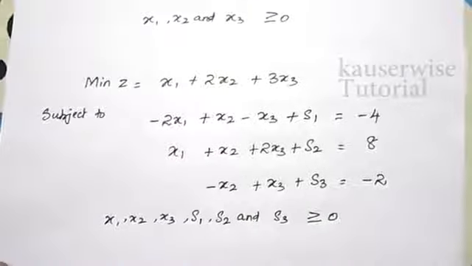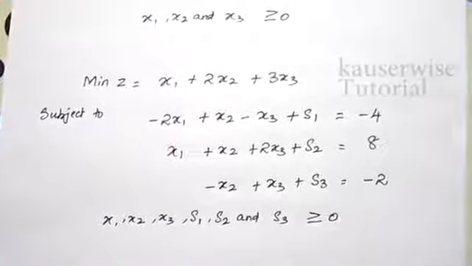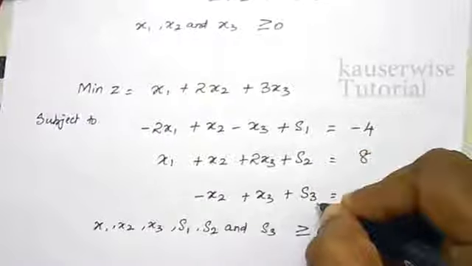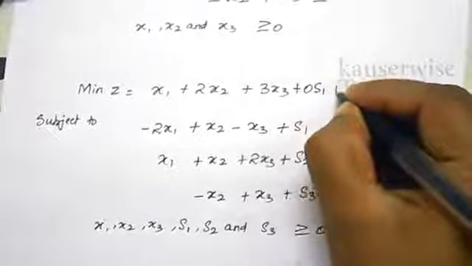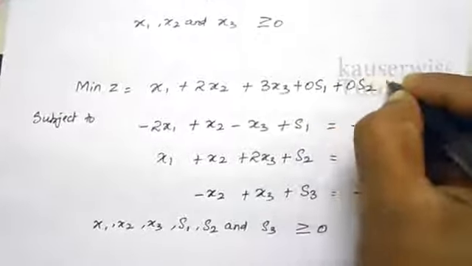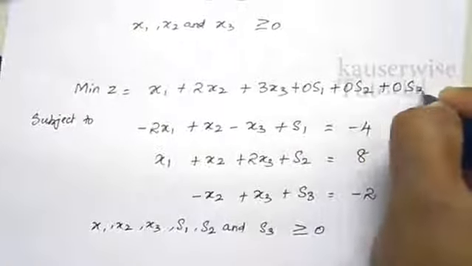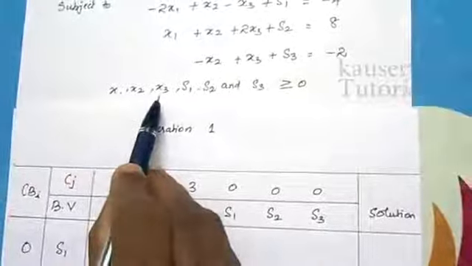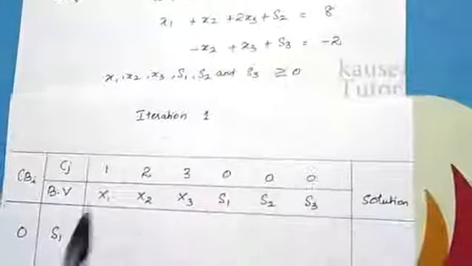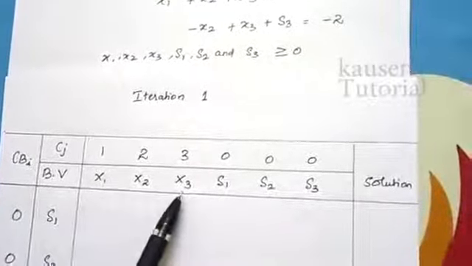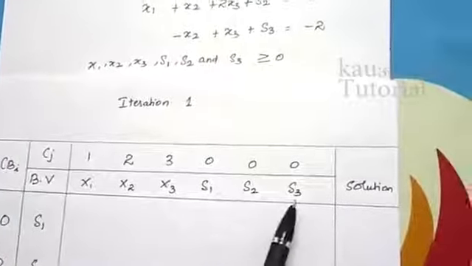Write the slack variable values along with the objective function and assign the value as 0. So plus 0 s1 plus 0 s2 plus 0 s3. See the simplex table format, basic variables. Look at the problem: x1, x2, x3, s1, s2 and s3 are the variables.